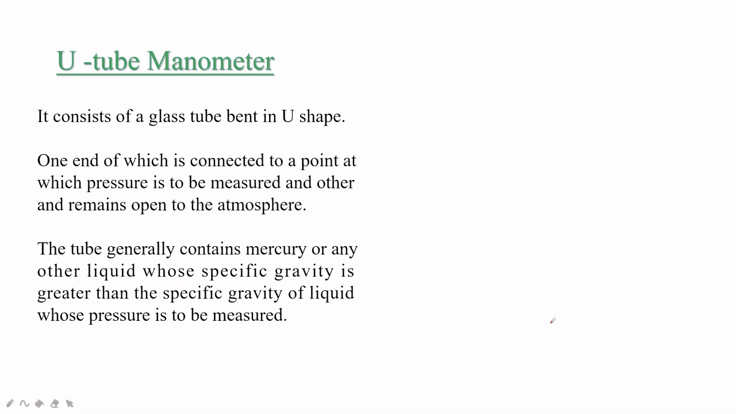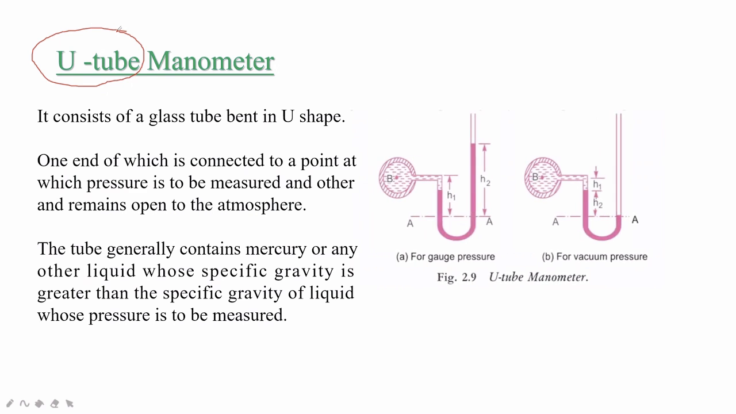Now the piezometer is over. Next we will go to the U-tube manometer. So what are these U-tube manometers? We will see the construction of the U-tube manometer. It consists of a glass tube bent in U shape. Because the glass tube is bent in U shape, it is named U-tube manometer. How was the piezometer? Some pipe was there, right? When that glass tube is bent in U shape, it is called a U-tube manometer.